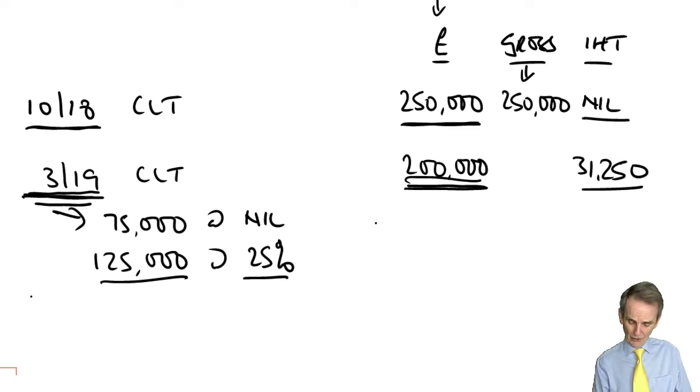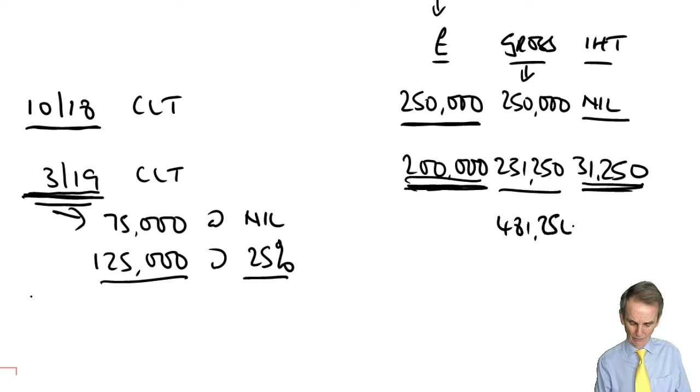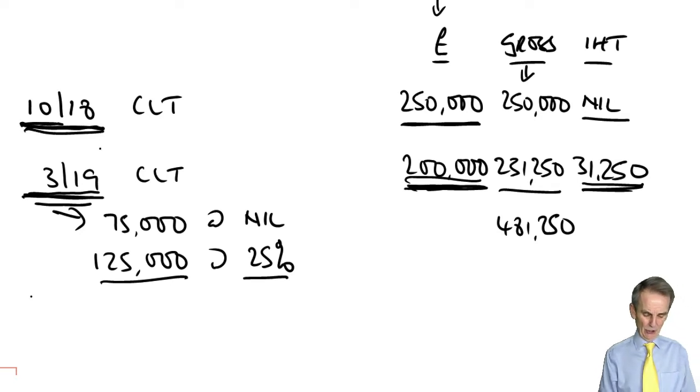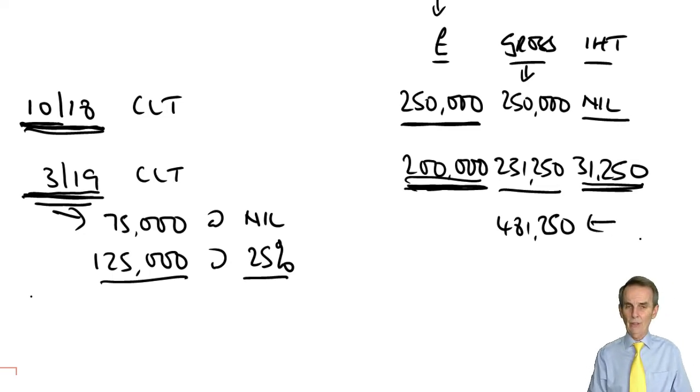£31,250, which means that the gross amount of that transfer, we've said it is a net transfer, the net plus the tax, is 231,250. And at that point, we'd have had 481,250. So if there'd been another CLT, there wasn't, but if there'd been another CLT within 7 years of that first CLT, so by October 2025, then your cumulative total at that point would be 481,250.